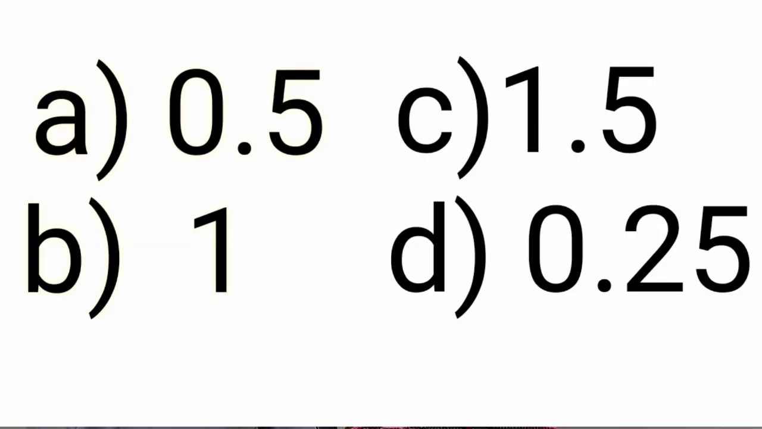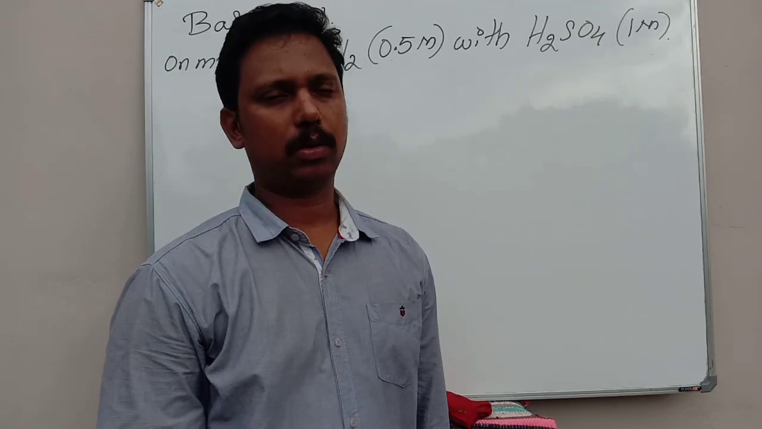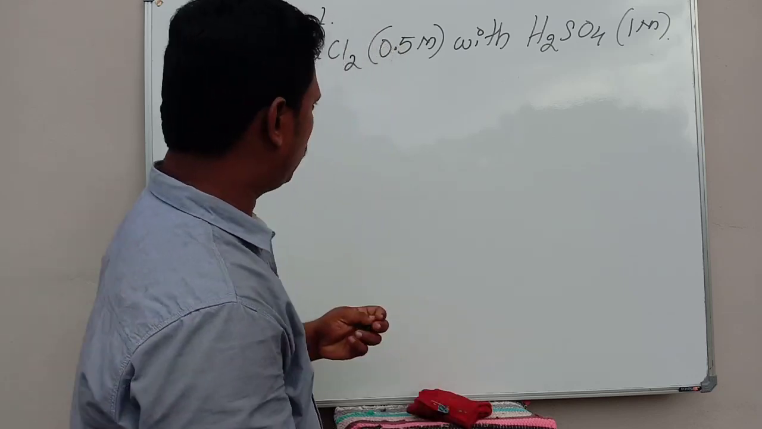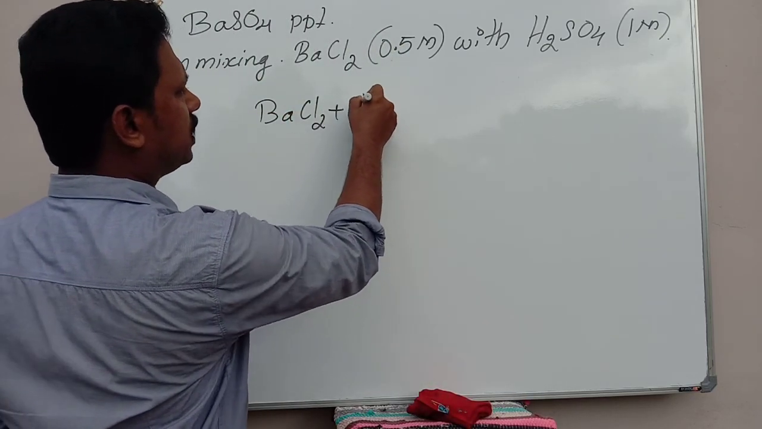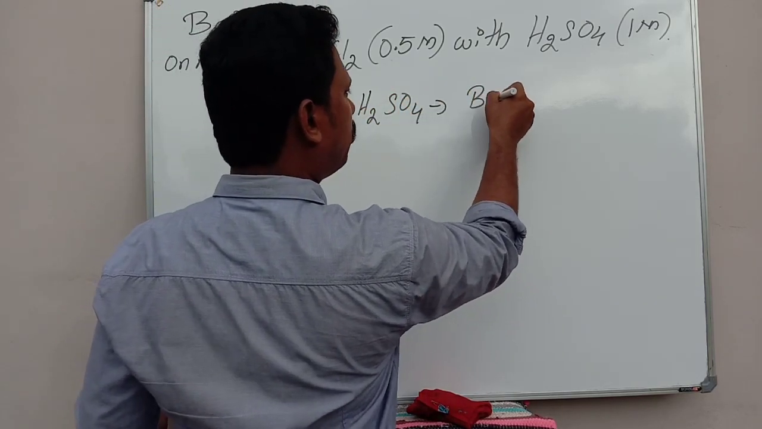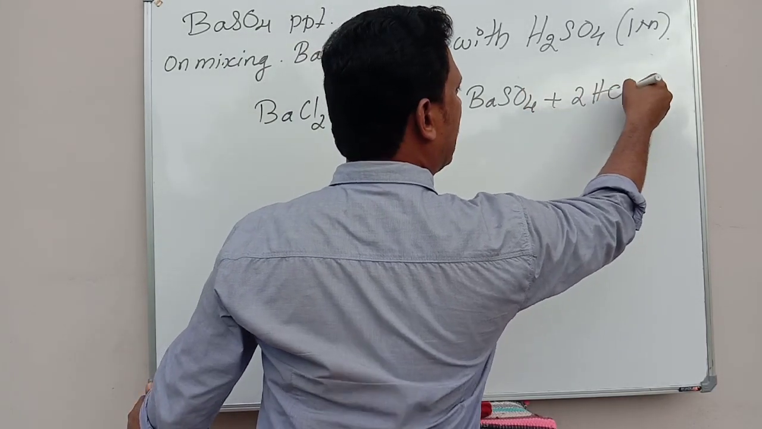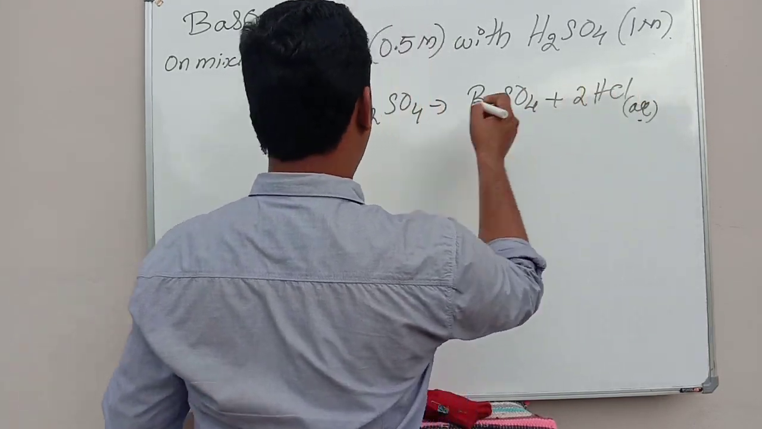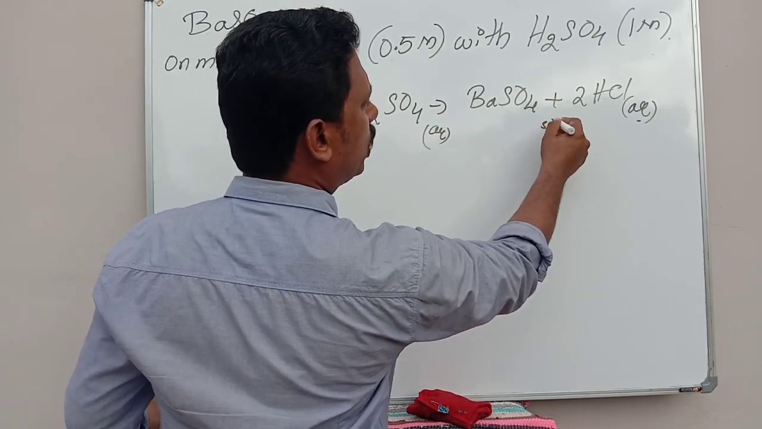Barium sulfate is precipitated when mixing barium chloride 0.5 molar with H2SO4 1 molar. So you know this equation. The reaction is BaCl2 plus H2SO4. They will form BaSO4 as the precipitate and 2HCl will be in the aqueous solution. Okay, all these let it be aqueous. But this one is solid.